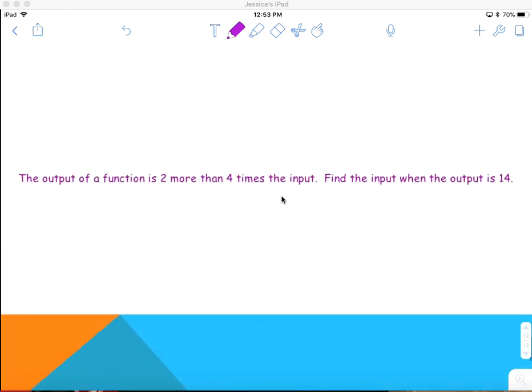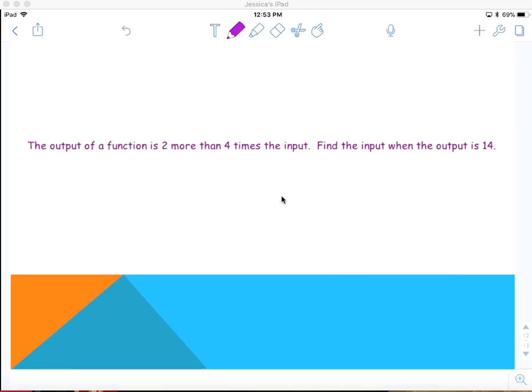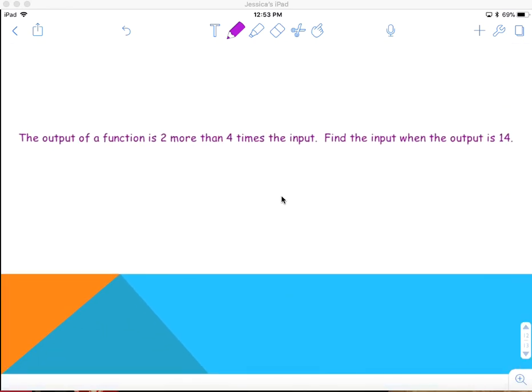We're going to finish with 2 word problems. So on the first example, the output of a function is 2 more than 4 times the input. Find the input when the output is 14. My advice on this is to take it one word at a time. So we know from Unit 1 that output means y. Is means equals.